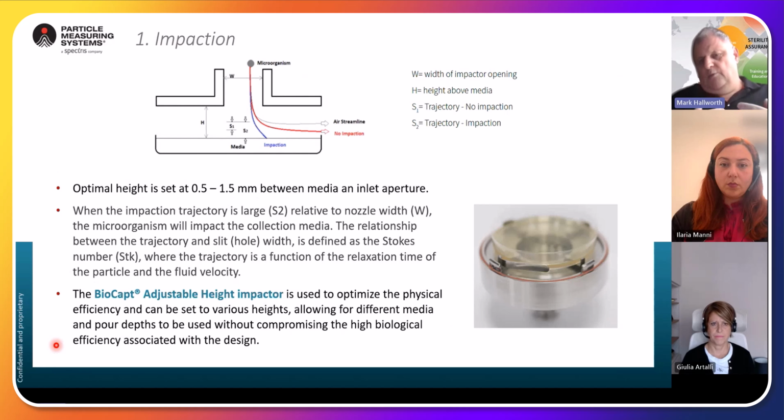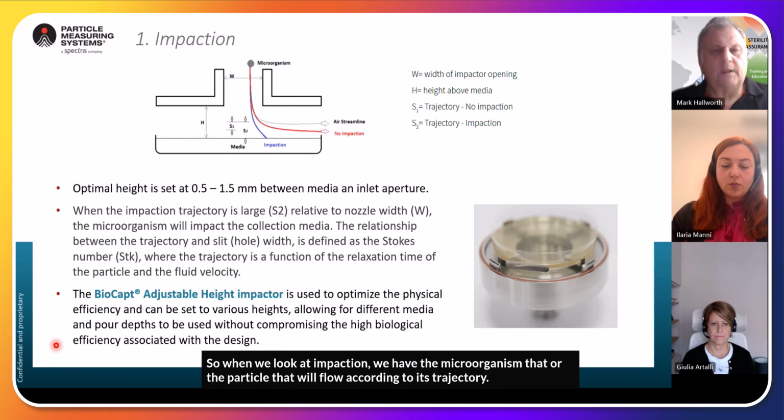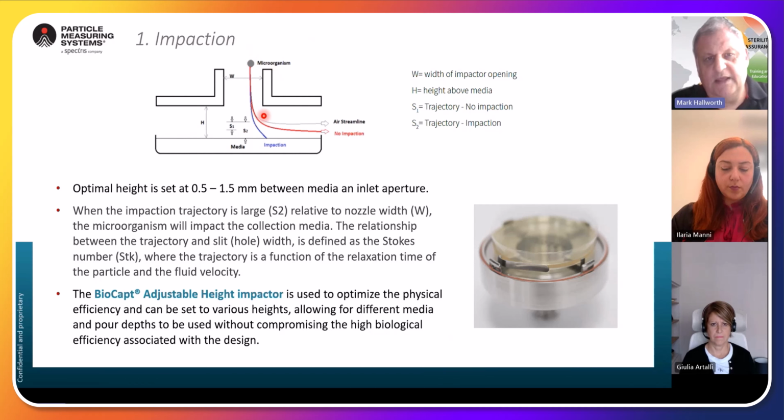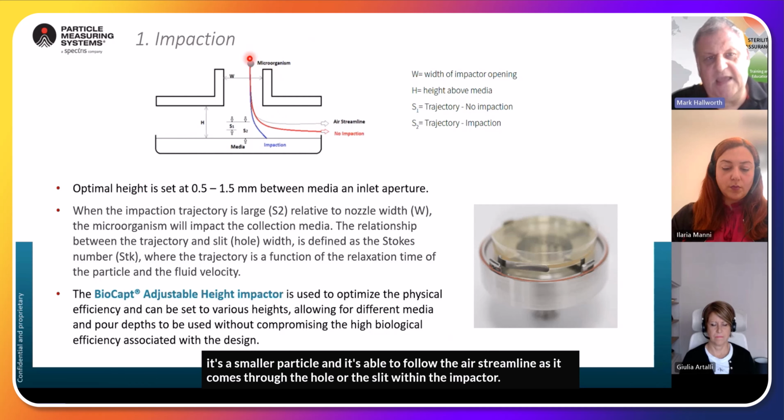So when we look at impaction, we have the microorganism or the particle that will flow according to its trajectory. So in S1, where we have a narrow trajectory, there'll be no impaction, i.e. it's a smaller particle and it's able to follow the air streamline as it comes through the hole or the slit within the impactor.